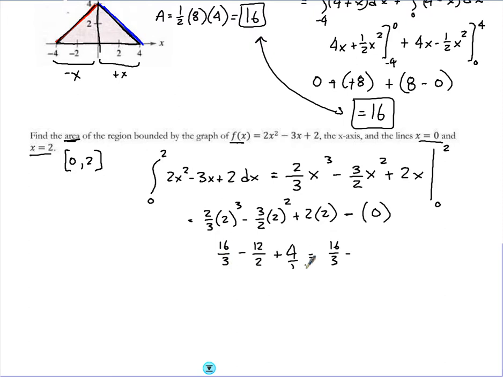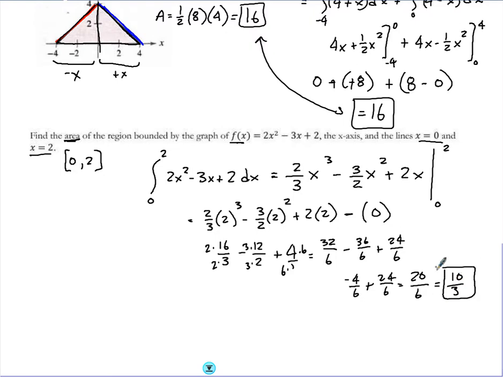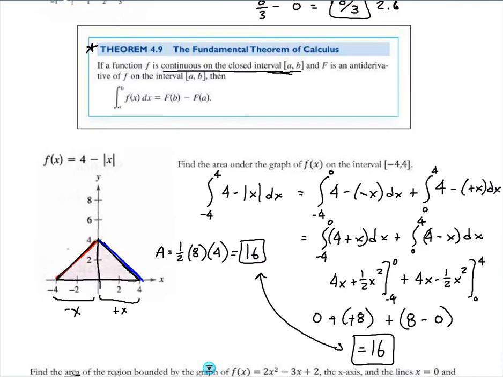So let's multiply 3 times 2 and 16 times 2. That's 32/6, minus 3 times 12, 36/6, plus 6 times 4, 24/6. When I combine these, 32 minus 36 is negative 4/6, plus 24/6, which gives me 20/6, and we can simplify that because a 2 goes into both, so I have a 3 in the denominator and 10/3 as my area. So that's just a quick synopsis on how to use the fundamental theorem of calculus to determine the area underneath a curve using antiderivatives.